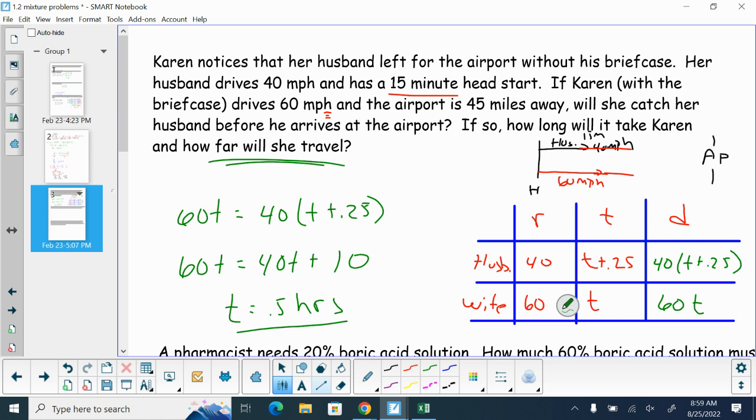If I put t equals 0.5 in here, she traveled 30 miles. Well, the airport is 45 miles away, so she was able to catch up to him before he got to the airport. And likewise, I could put the 0.5 in here. If I have 40 times 0.75, I would still get my 30 miles. So they both traveled 30 miles before they caught up.